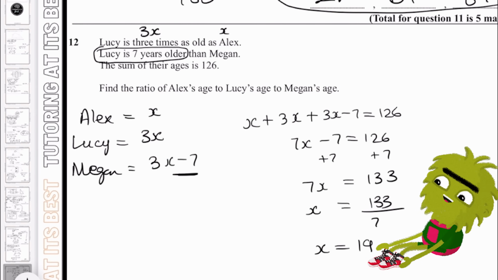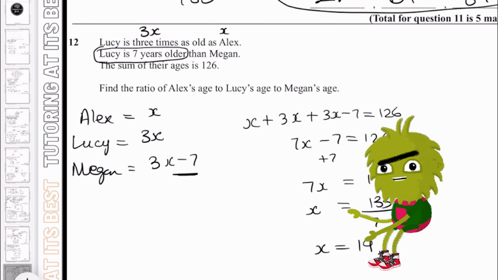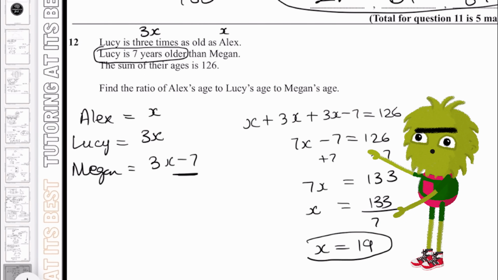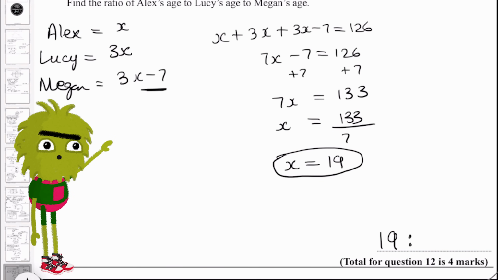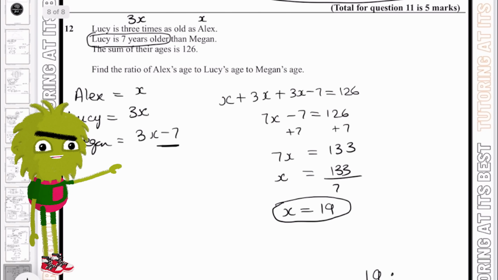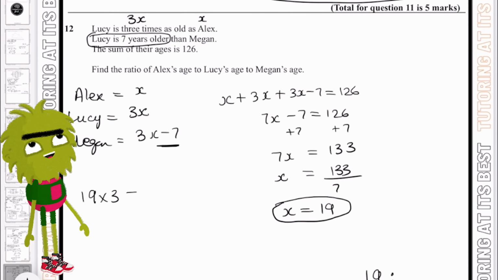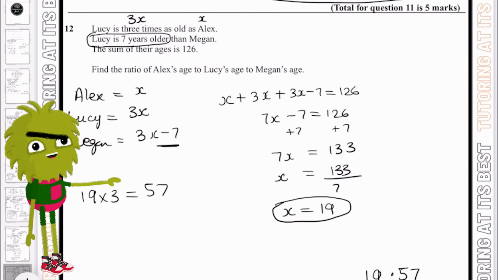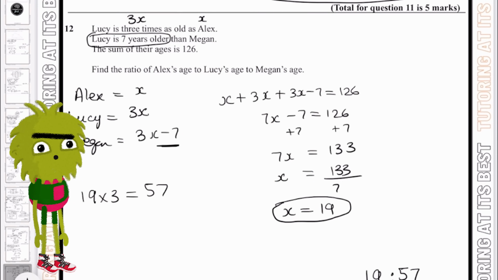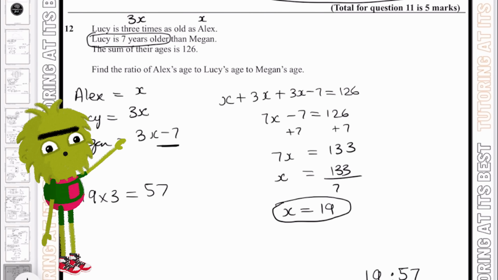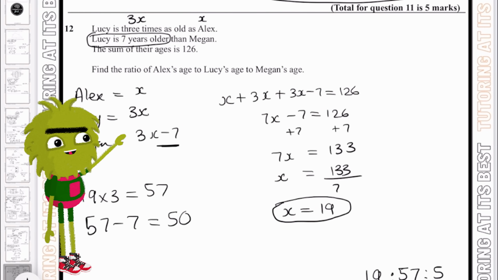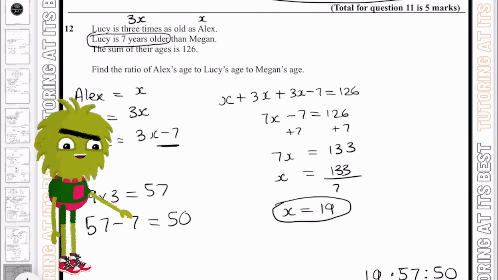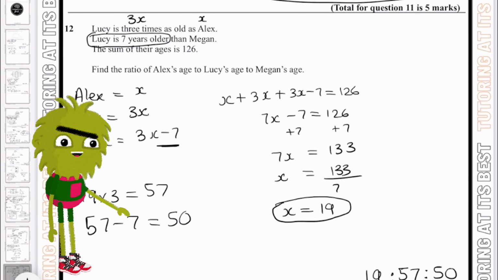So we now know that Alex is 19 years old. We are then going to substitute this value to work out the other ages. For now, we can write 19 in a ratio format for Alex. Now for Lucy, we know that Lucy is 3 times Alex's age, so that would give us 57. That's Lucy done. And we know that Megan is 7 years younger than Lucy, so we can have 57 take away 7, which gives us 50. And that is now Megan's age. So we have 19 to 57 to 50.